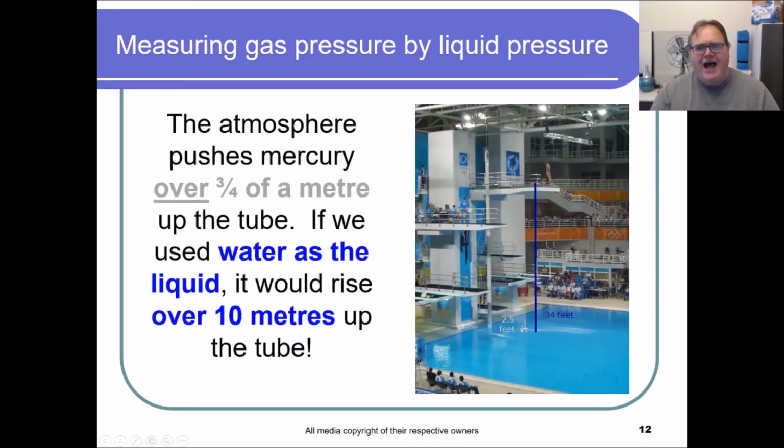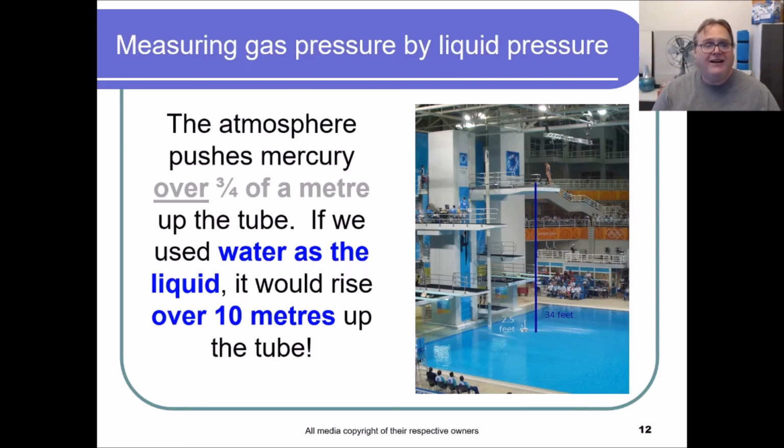So, to give you a sense of how important using mercury had to be, just because it's so dense, look, the atmosphere pushes mercury 3/4 of a meter up a tube, 76 centimeters. That's over 3/4 of a meter. If we wanted to use water as the liquid to measure our pressure of our atmospheric gas, we're going to need a lot bigger tube. That's because mercury is over 11 times more dense than water is, which means the column of water would have to be 11 times bigger than the column of mercury to give us the same weight pressing down to balance the weight of the air.